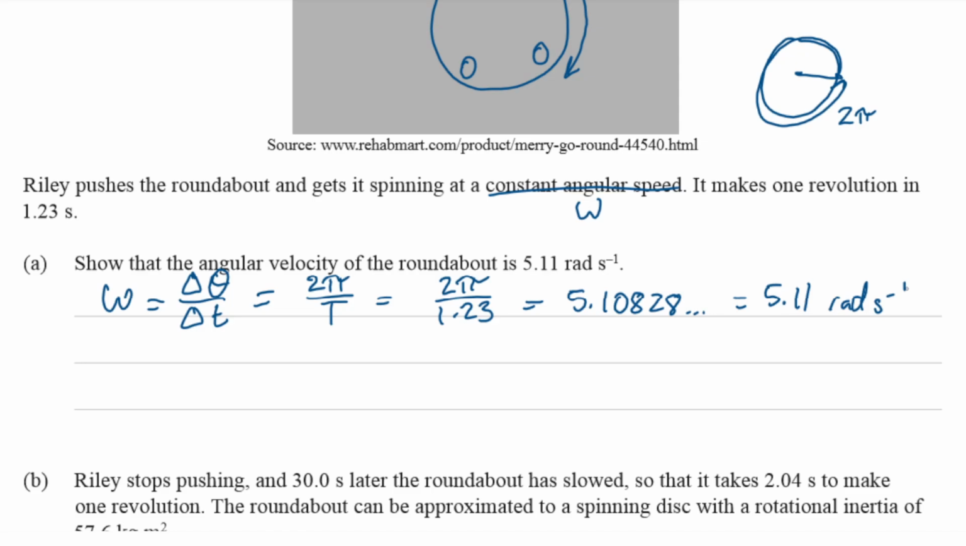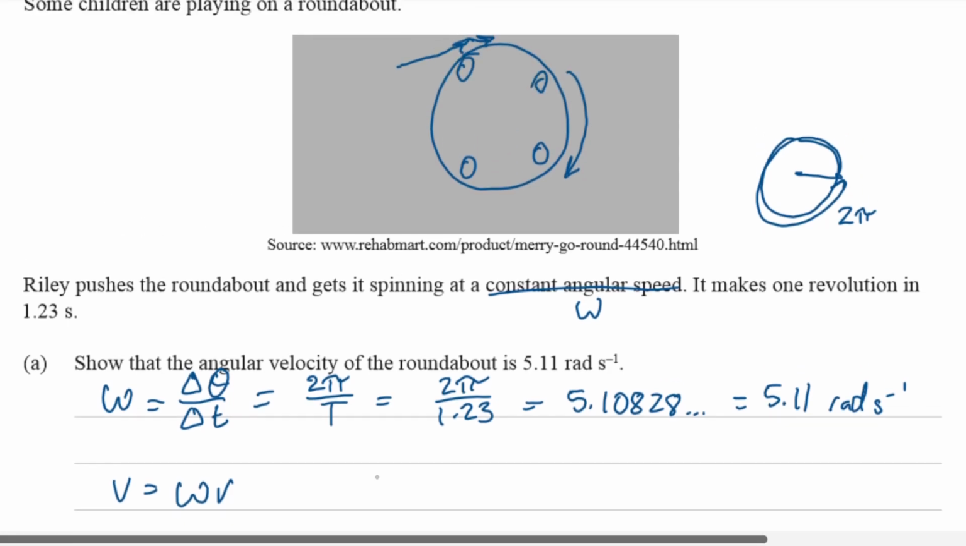Awesome. You might have also seen in your formula book v equals omega times the radius. This is the equation that relates the tangential, or linear, velocity to the angular velocity. And in this problem, we didn't use that because we had no information about the linear velocity, or the radius, in fact.